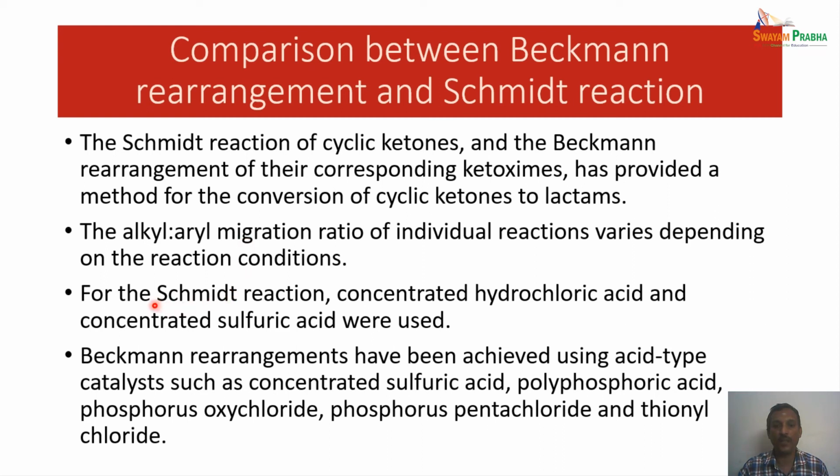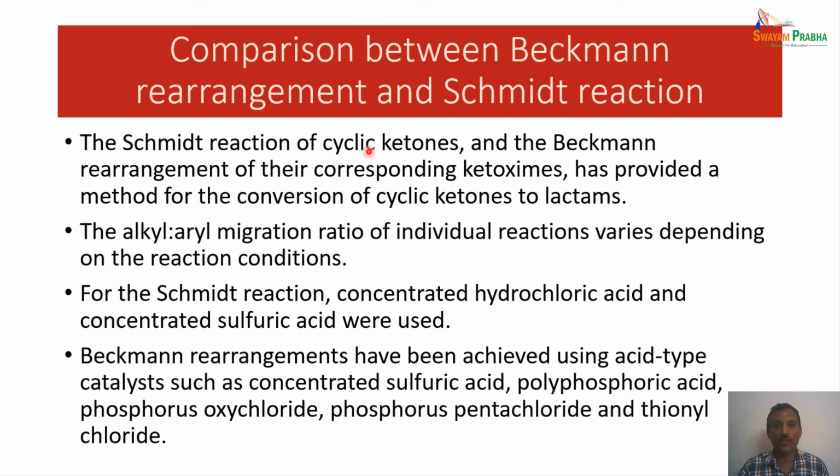As we have seen, we can use either concentrated hydrochloric acid or concentrated sulfuric acid, and both lead to different types of products. In the case of the Beckmann rearrangement, acid catalysts such as sulfuric acid, polyphosphoric acid, phosphorus pentachloride, thionyl chloride, etc. can be used. So this is the comparison, in other words, the similarity between these two reactions.